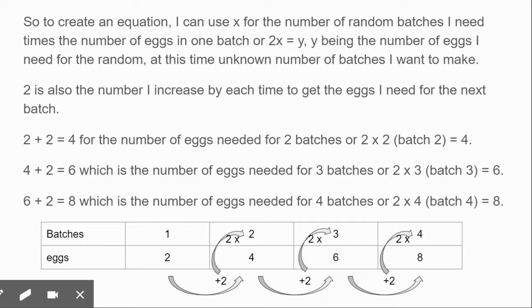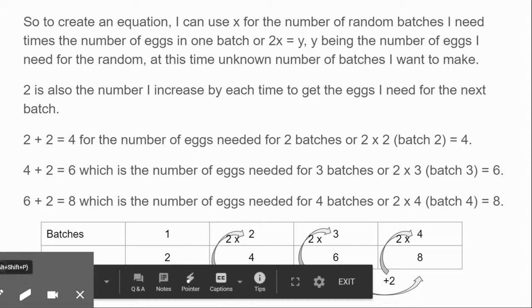2 is also the number that the eggs increase by for each batch. So we know the word increase means add. So 2 plus 2 is 4, 4 plus 2 is 6, 6 plus 2 is 8. In addition, 2 times 2 is 4, 3 times 2 is 6, and 4 times 2 is 8. We can use both multiplication and addition to find the next amount of eggs.